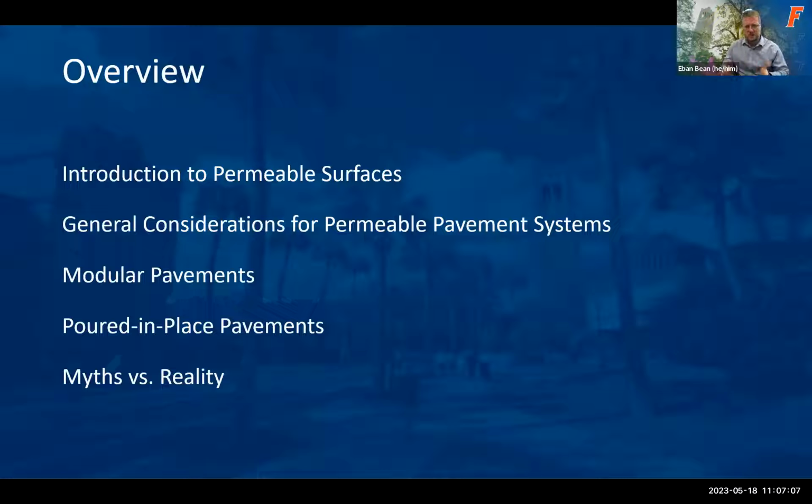Then we're going to go into some of the commonalities among different types of permeable pavement systems. There's a lot of differences at the surface, but there's a lot of things that are pretty common with the permeable pavement systems as far as what their intended functionality is, how they're designed, and so forth. And so we're going to cover that then. Then I'm going to turn it over to my colleague, Jessica Brusso, who's going to talk to you about modular pavements and the opportunities that you have with using those types of options. And then I'll come back and cover poured in place pavements. And we'll talk about some myths versus reality about permeable pavements.